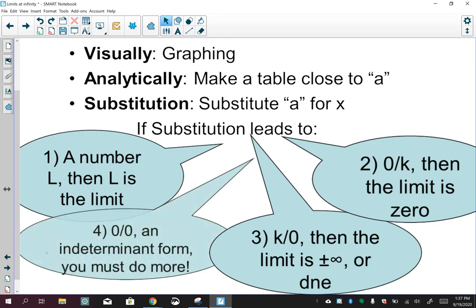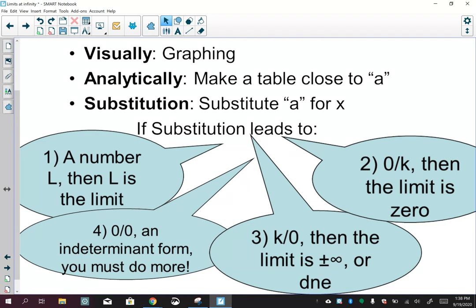And then the fourth way to look at it is if you have a 0 over 0, this means that you could still possibly have an actual limit. So this 0 over 0 says, okay, do some algebra. Can you cross things out and maybe you have a hole, and then you can reevaluate and see if you actually have an answer at that specific point. So when you're looking at limits, you can look at it either graphically, by making a table, or by substitution. If you substitute, you're looking for these 4 different things.